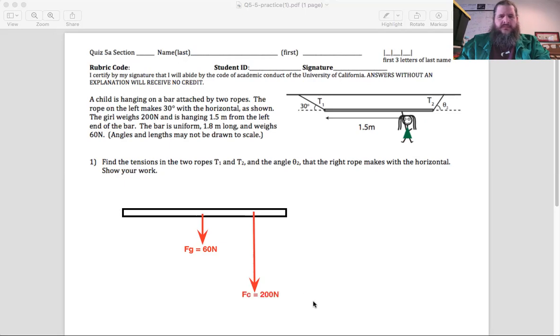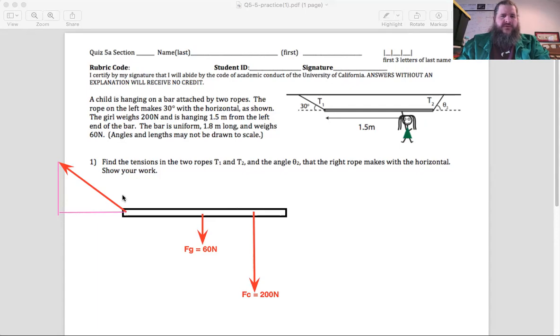And then we have tension 1 and tension 2 pointing in the direction of the ropes. Right. So tension 1, we don't know how strong it is, but we at least know it's at a 30-degree angle with the horizontal. In fact, it might be wise to just preemptively split that into components, because we're probably going to need it in component form later anyway. And we know it makes a 30-degree angle with horizontal. So let me write that in. 30 degrees.